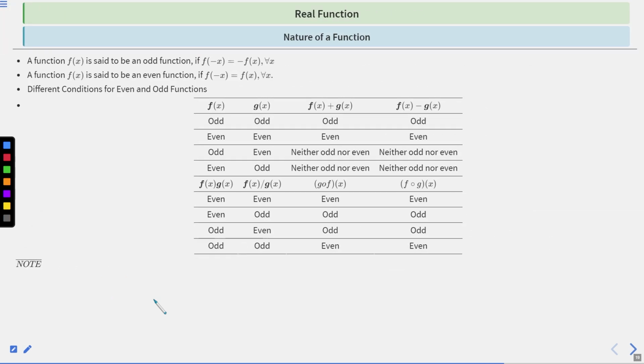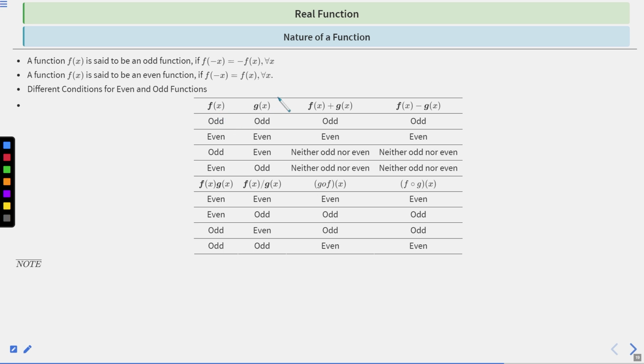Next is the nature of a function. A function f(x) is said to be an odd function if f(-x) equals -f(x) for all x, right? A function f(x) is said to be an even function if f(-x) equals f(x) for all x. Different conditions for even and odd functions: f(x) plus g(x), and f(x) minus g(x).